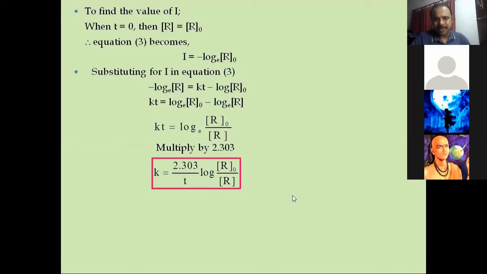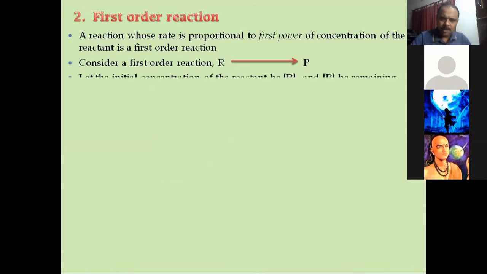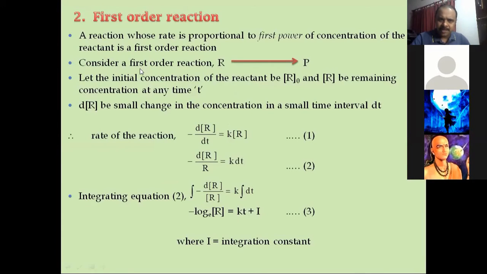That's it. In similar lines as the derivation of the integrated rate equation for zero order. We'll just go through once. Look at this. We have considered a first order reaction. Assumed R naught be the initial concentration, R be the remaining concentration, dR small change, dt small interval. Therefore, the rate equation for first order becomes minus dR by dt is equal to k into R.